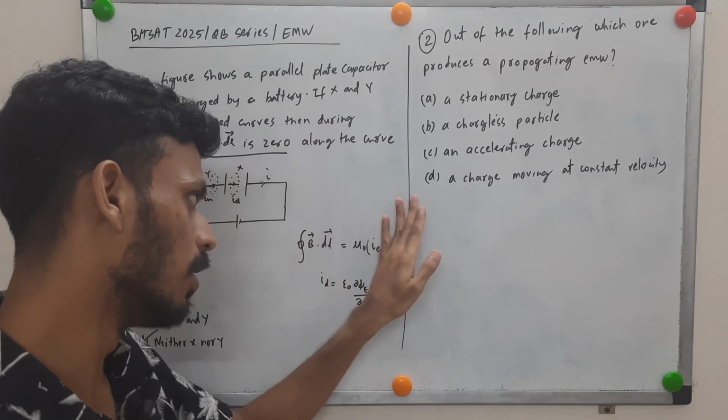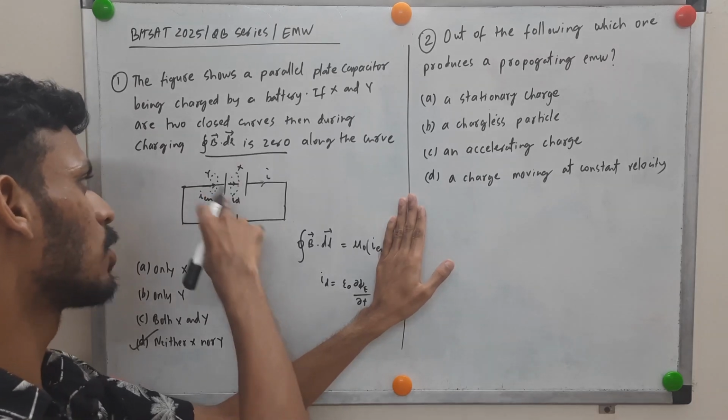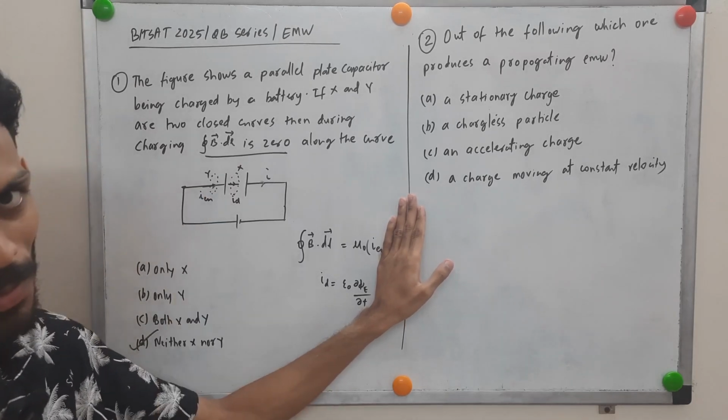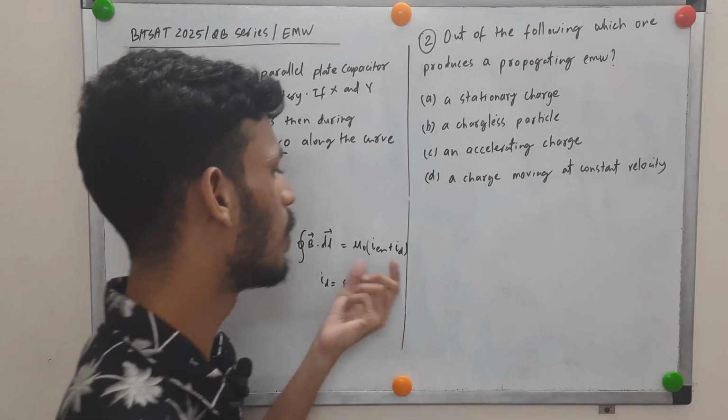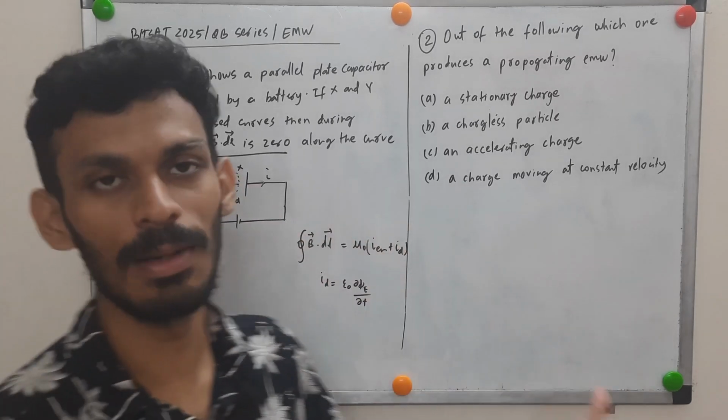So if you just knew this law, you might think that for this X loop, it should be zero. So you might mark this option, but actually the modified form of Ampere circuital law is this. Okay, so it also accounts for the current between the plates of the capacitor.